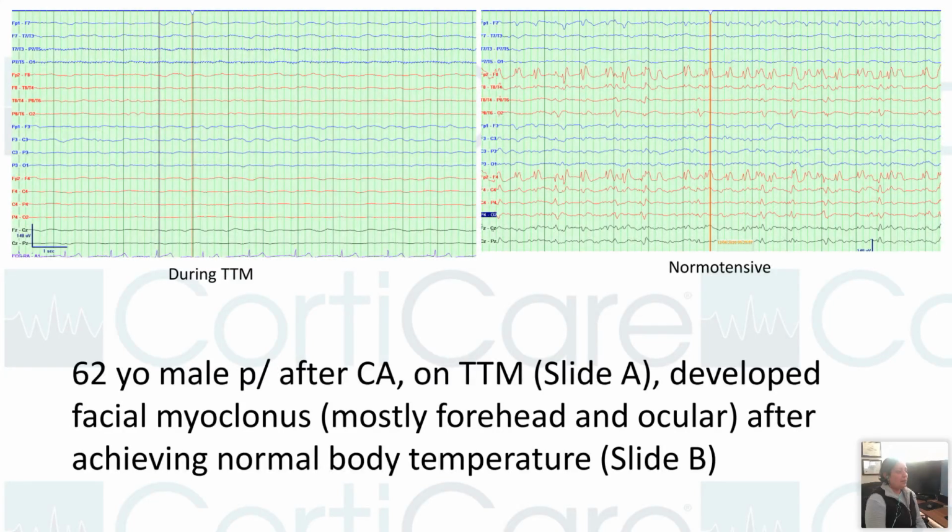So what's happening in this example here, during the hypothermia, the patient's EEG was attenuated, low voltage delta, and then once the patient is warmed and has normal temperature, patient started to show some forehead myoclonus around the eye.